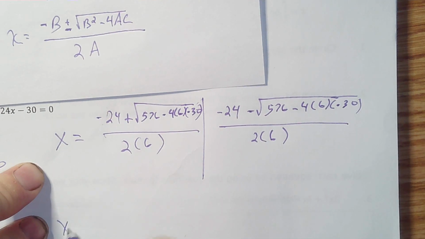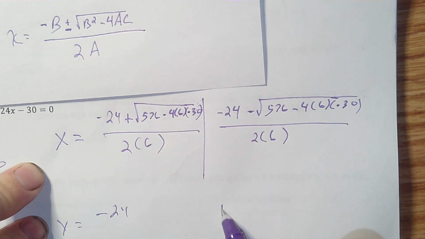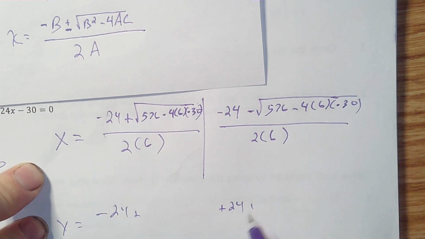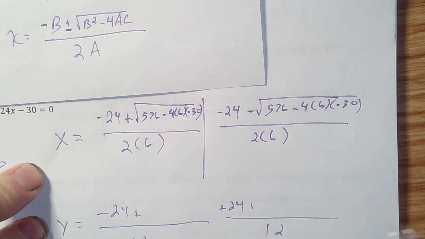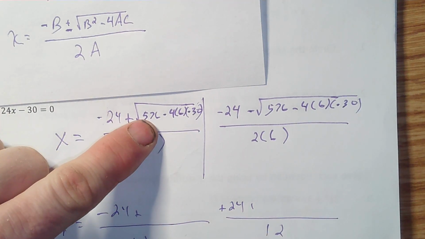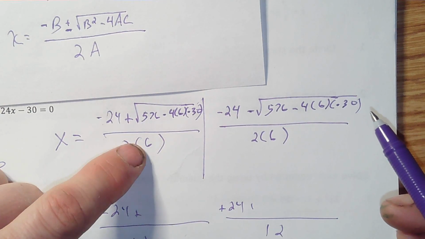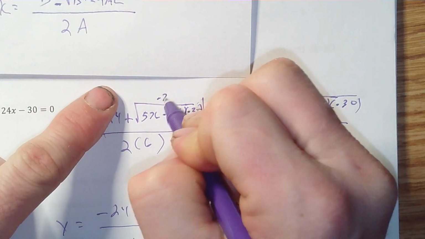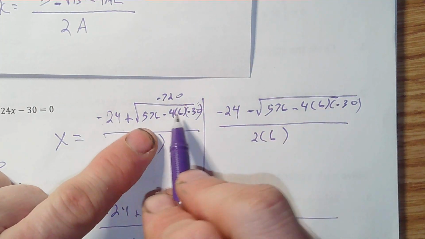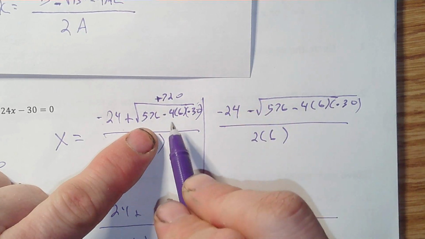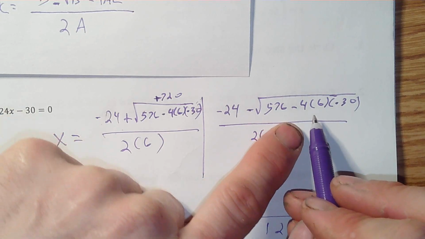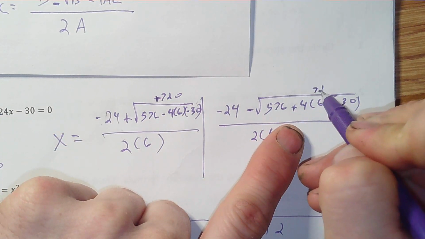Okay, so x equals negative 24 plus and minus. We can do the bottom. Okay, now what is 4 times 6 times negative 30? Right, so we're going to do 4 times 6 times negative 30, and that's going to be negative 720. So this will be negative 720, and then minus a negative turns into positive 720. Okay, and then this is going to be positive 720 as well.